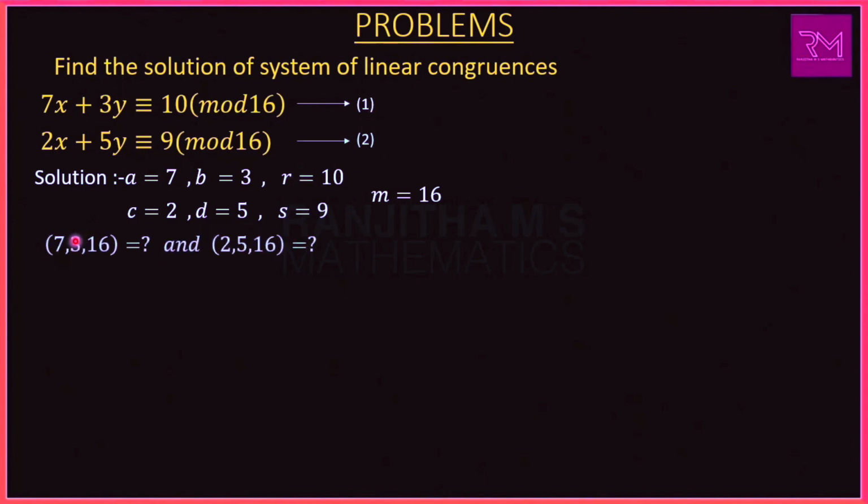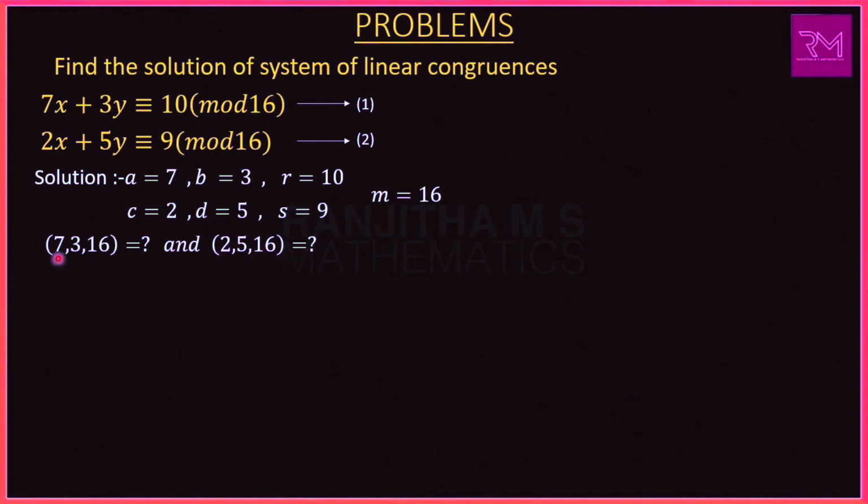Next, what's the first step? We have to find the GCD for a, b and this m. Also we have to find the GCD for c, d and the value m. So that is, we have to find the GCD for 7, 3, 16 and we have to find the GCD for 2, 5, 16. Here we already discussed in a previous video how to find the GCD in a simpler way.